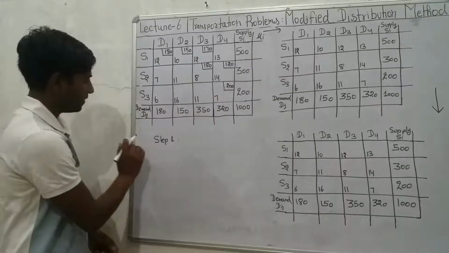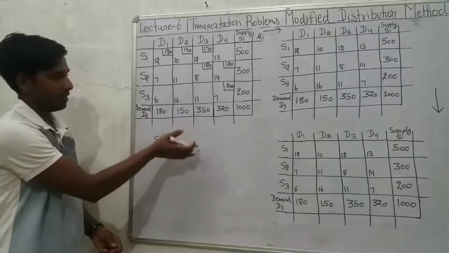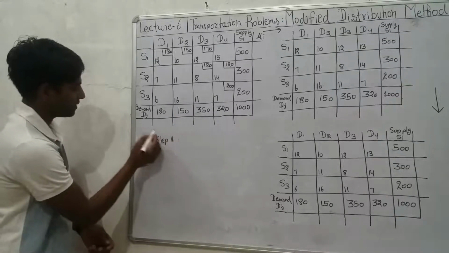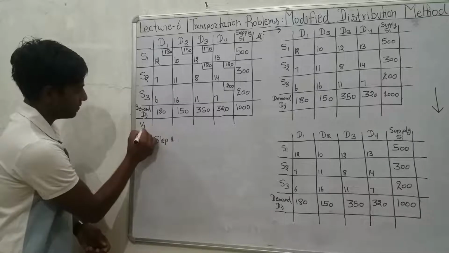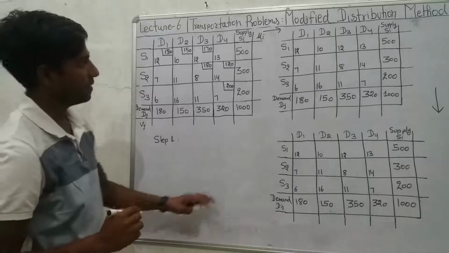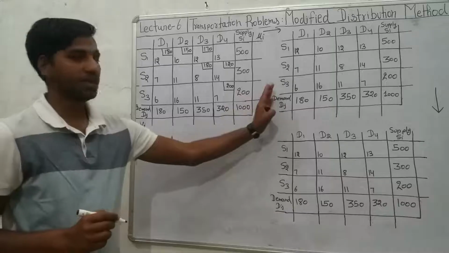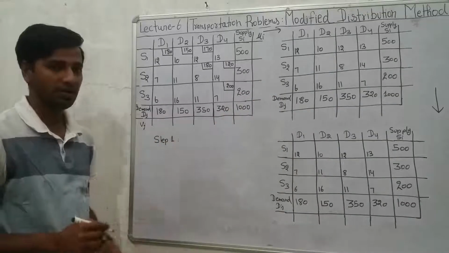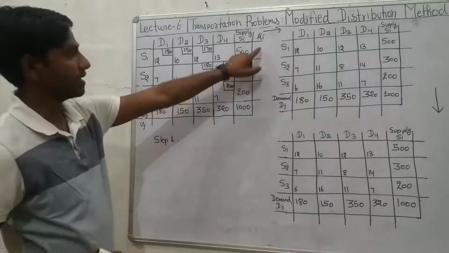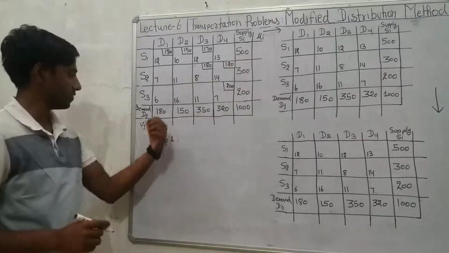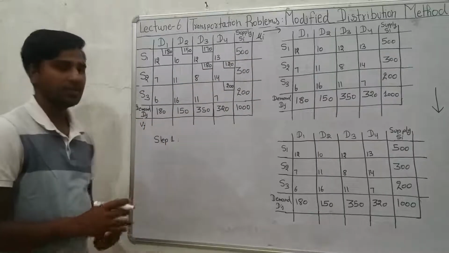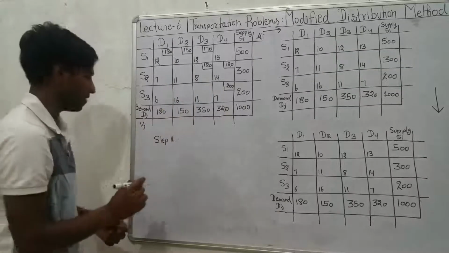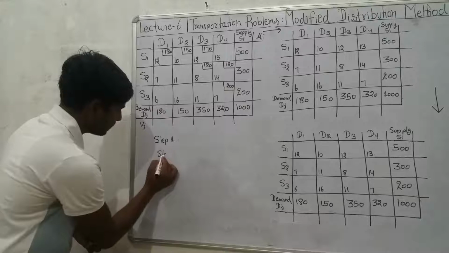Similarly, we need to add at the bottom an extra row which is titled VJ. So simply add a column to the right hand side of this table and add a row to the bottom of this table. The column is titled UI and the row is titled VJ. So that is step 1, simply add a row and column. What is step 2?